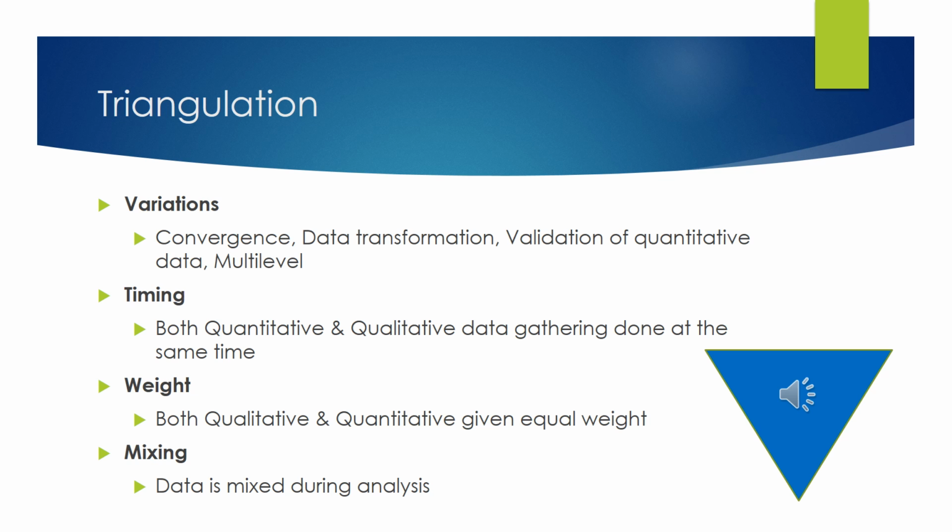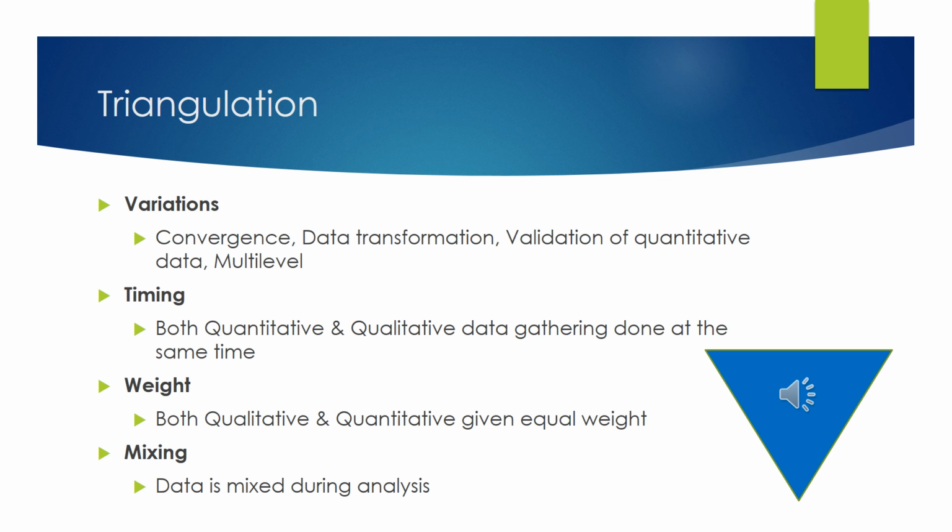So with triangulation, there are some variations, so called convergence or data transformation or validation of quantitative data or multi-level. In triangulation, the timing of the data collection, it's done at the same time. So both the quantitative and the qualitative data are gathered at the same time. Under weight, they are both given equal weight. So just like that blue triangle on the screen, if I had weighted one side or the other side heavier, it would tip the triangle. But in triangulation, they are given the same weight.